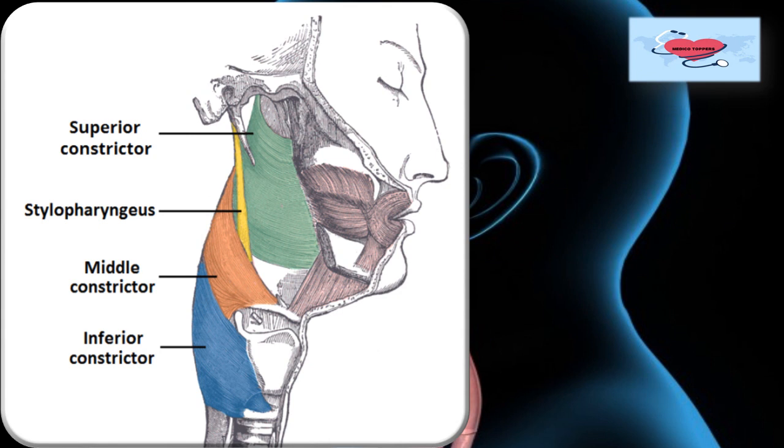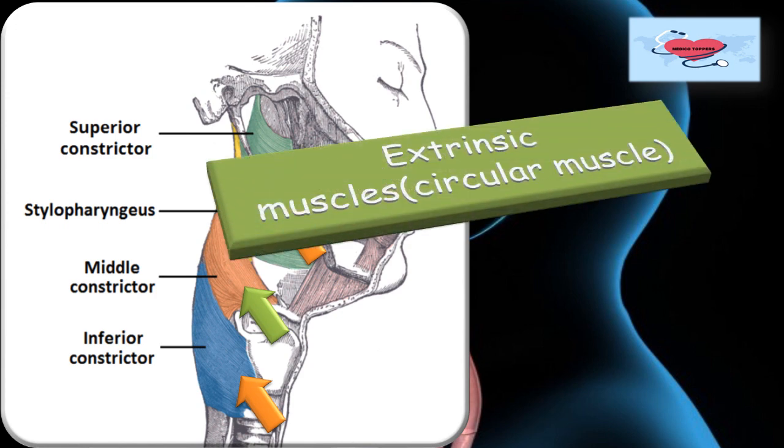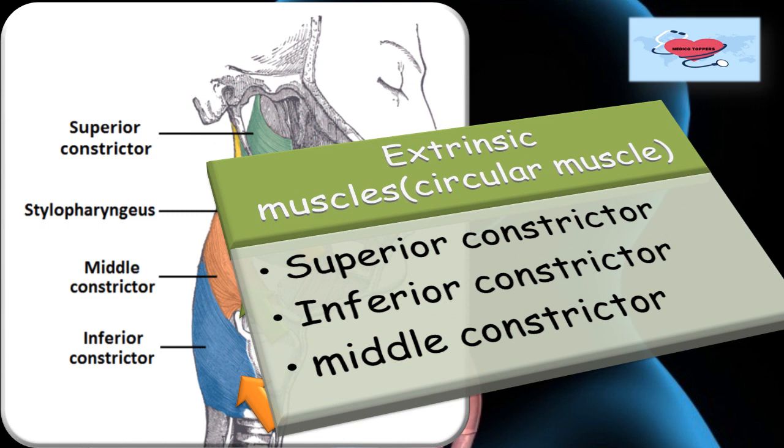We will be seeing the muscles of the pharynx. The first thing we are going to see is the extrinsic muscles of the pharynx. Those are these colored things: the superior constrictor, then the middle constrictor and the inferior constrictor, as you can see in the image. These muscles are circular in shape. These are all the three muscles which are called the extrinsic muscles of the pharynx.